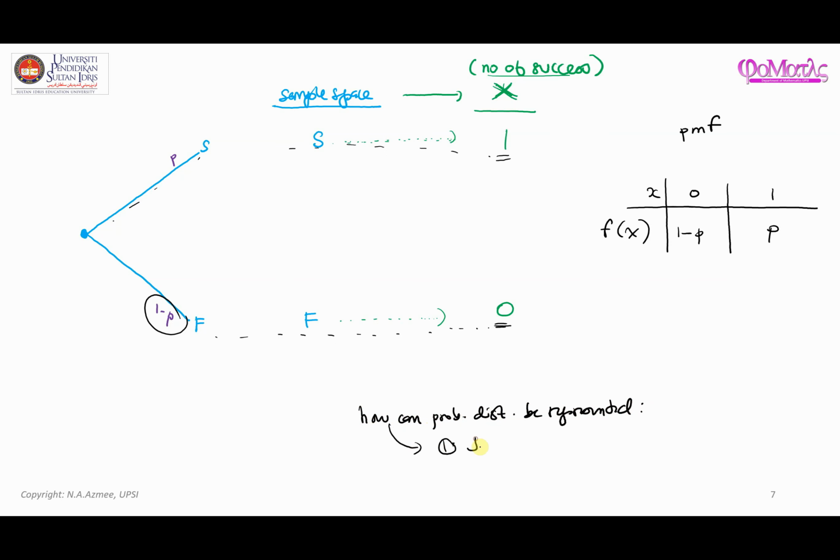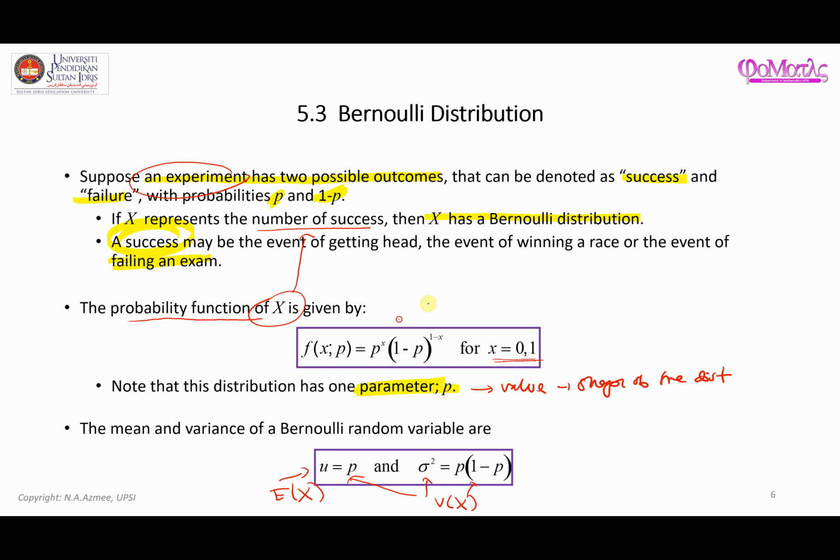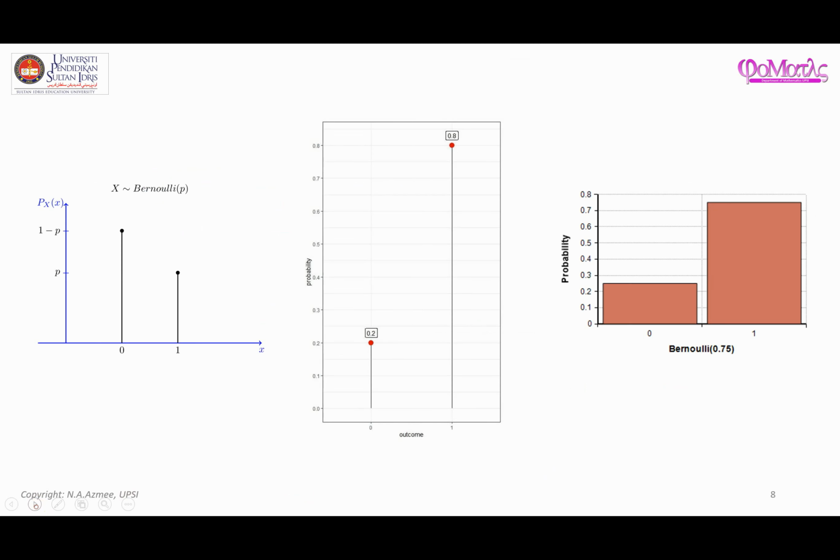First, you can construct a table, or second, you can come up with a graph, and third, you can construct an equation. So in this case, for X, where X here is a Bernoulli random variable, this is the probability mass function shown in terms of a table, and here is the one in terms of an equation. If you want to look at an example of a graph, it could be something like this. This is how you can construct the probability distribution using a graph.